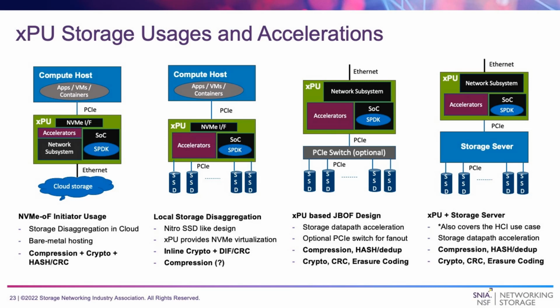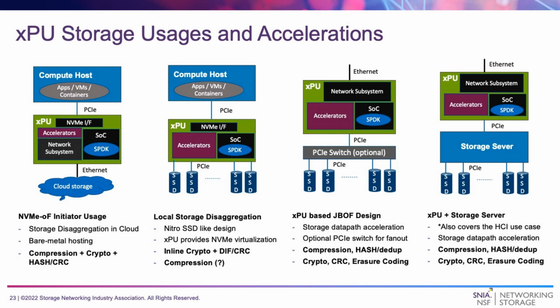The second picture here shows local storage disaggregation. Different CSPs, different customers might use a different name. Very well understood. And the reference design is AWS Nitro SSD. Basically, the SSDs from a host moved to xPU. So xPU becomes the central place to manage the SSDs. It provides NVMe virtualization layer. It can also fully leverage the accelerators in xPU to do the inline crypto offloads, inline and deep CRC offloads.